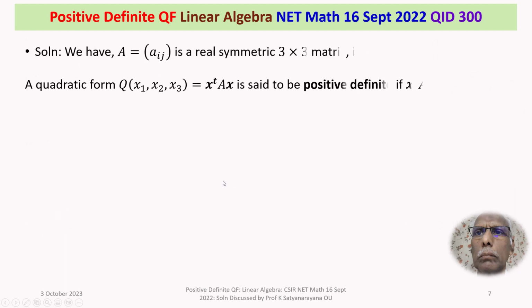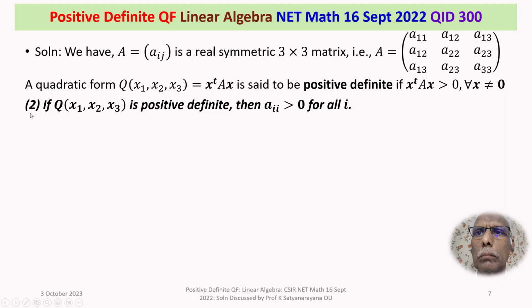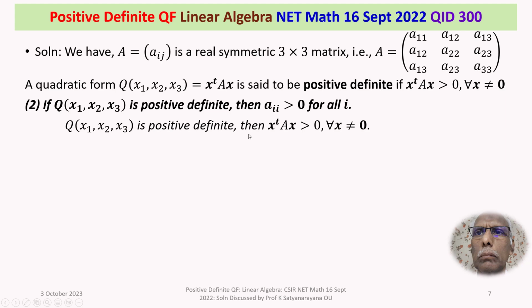Now, first we consider the statement that is given in option 2. That is, if Q is positive definite, then all the diagonal entries of A are positive, that is Aii greater than 0 for all i. This is true. We will prove this one. Q of x1, x2, x3 is positive definite, and recall, then x transpose A x is positive for all non-zero column vectors x.